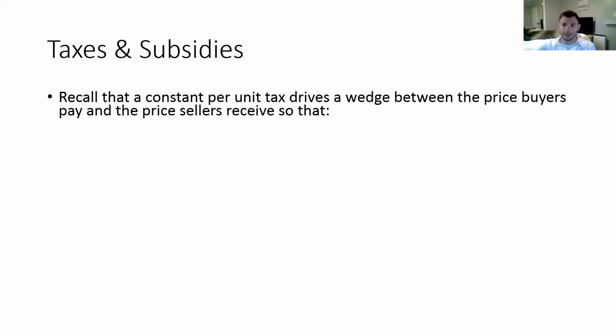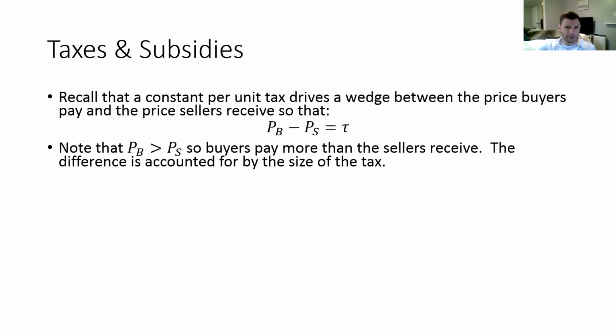Recall that a constant per unit tax drove a wedge between the price that buyers paid and the price that sellers received for a good. And it did so in a way where the buyers actually wound up paying more than the sellers were getting. That difference, again, was accounted for by what the government was taking as its cut of the quote-unquote economic pie.